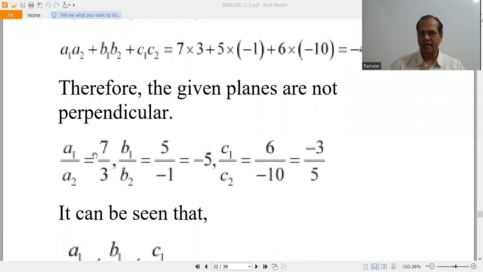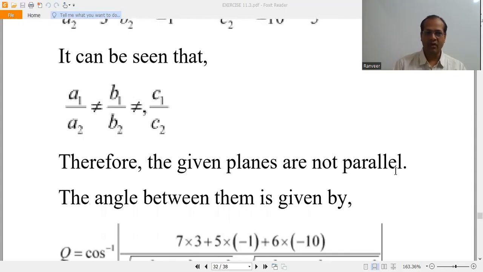And we have to take the ratio: A1 by A2 is 7 by 3, B1 by B2 is 5 by minus 1, that is minus 5, C1 by C2 is minus 3 by 5. So these are all not equal. So this is not parallel. So they are neither parallel nor perpendicular.